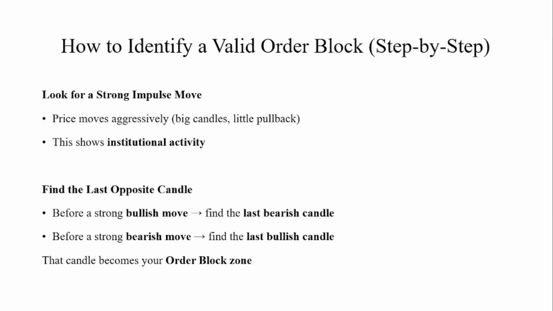Now, there are key factors you need to know to identify a valid order block. One of them is to look for a strong impulsive move. Price moves aggressively, that is big candles, little pullback or sometimes no pullback at all. This shows institutional activity. Find the last opposite candle. Before a strong bullish move, find the last bearish candle. Before a strong bearish move, find the last bullish candle.